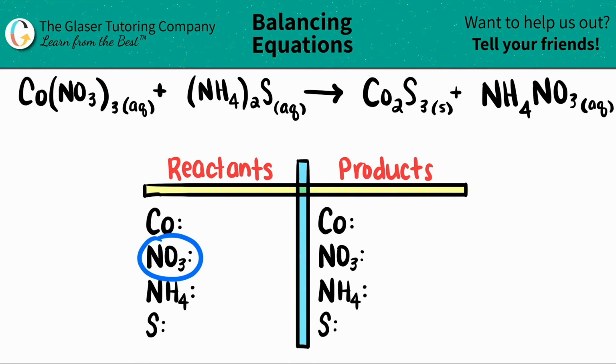I see that I have a nitrate and an ammonium on both sides of my equation, so I'm going to group those together. It just makes the balancing easier. Let's write down the amounts that we have of these, and then we'll start balancing.